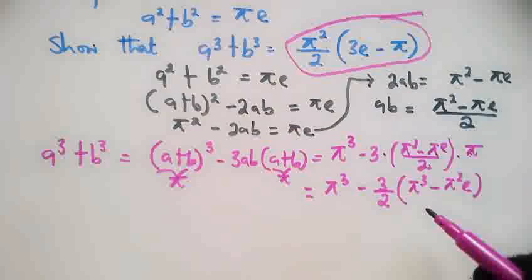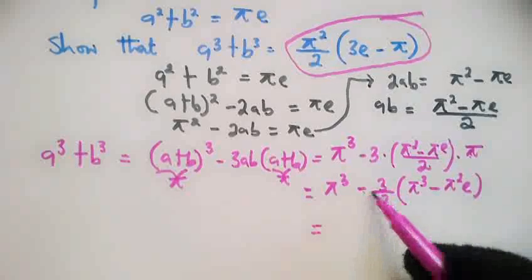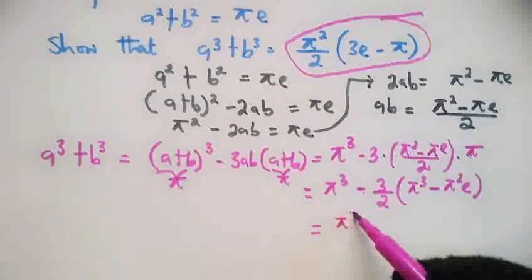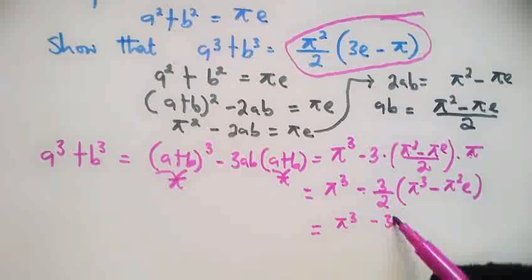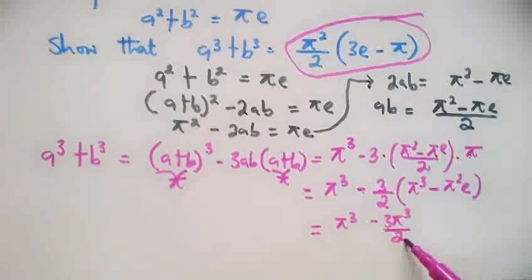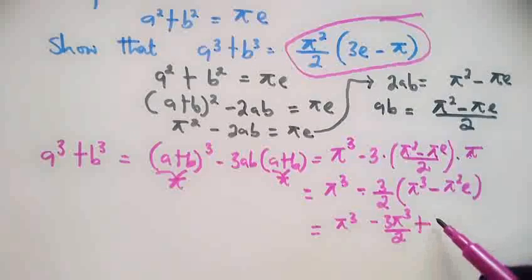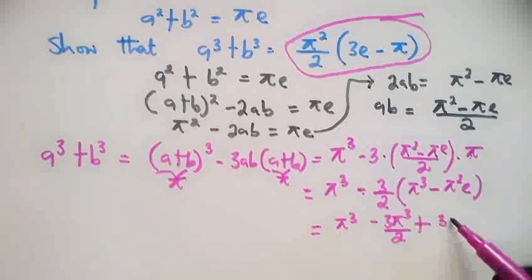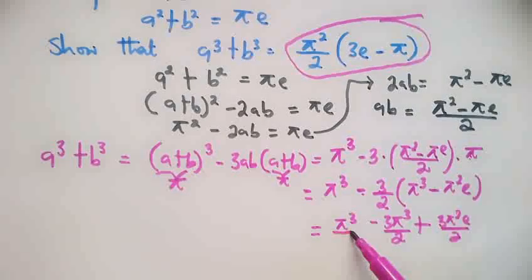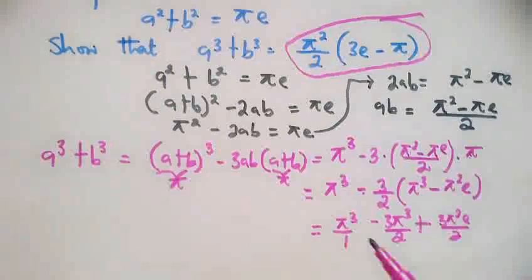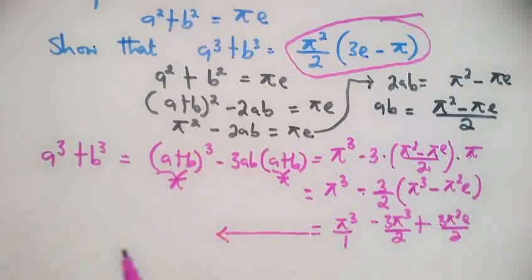Now we're going to simplify this more. We open the bracket with this negative 3 all over 2. So we have pi raised to the power 3, negative 3 over 2 times this is negative 3 pi cube all over 2. Then negative 3 over 2 times this, giving us the answer in positive form, plus 3 pi squared a all over 2. Remember, this is over 1 here. So we are simplifying this more.